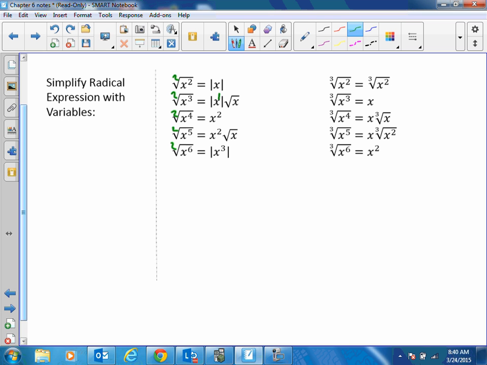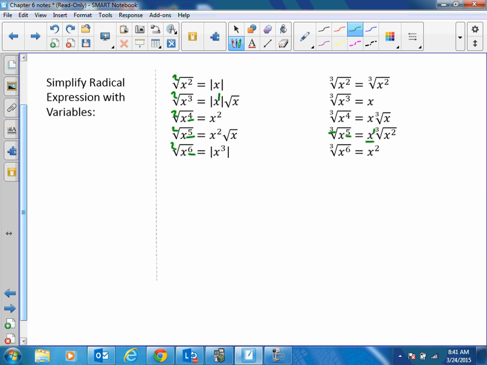Think about the other ones. 4 divided by 2 is 2. 5 divided by 2 is 2, but you have 1 remainder. 6 divided by 2 is 3. That's kind of how you go about it. It's basically divide, and then whatever you have as a remainder, you leave underneath the radical. So look at this example: 5 divided by 3 is 1, but you have 2 left over, so you leave the 2 underneath the radical with the same root sign.